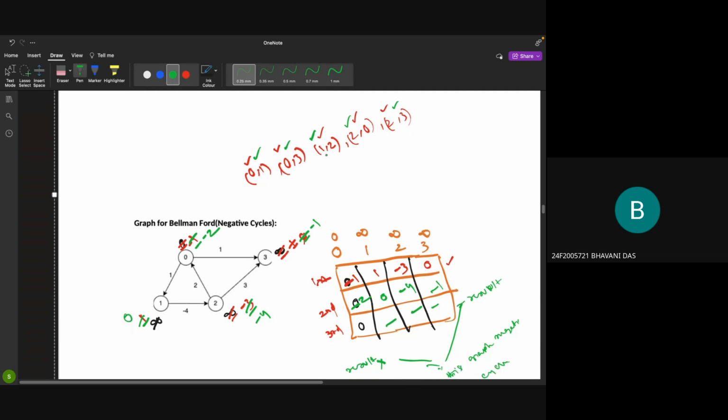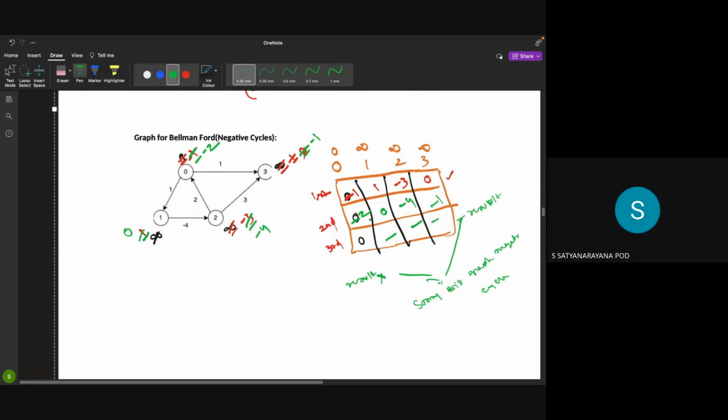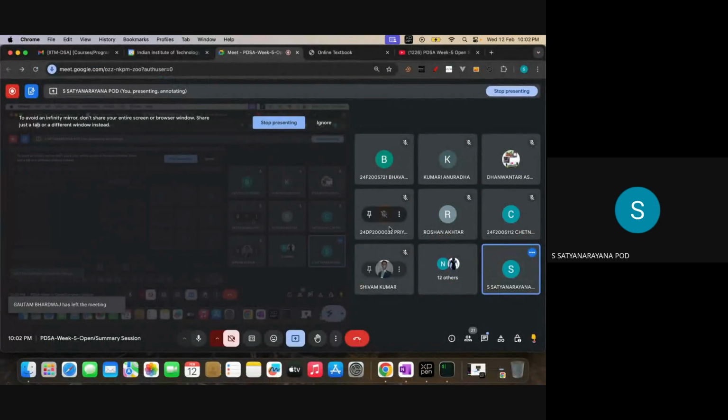Fine. So these two are single source. Whatever you have seen, Dijkstra's and Bellman-Ford are single source. Let's see the multi-source shortest path.